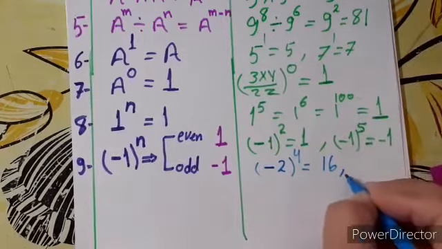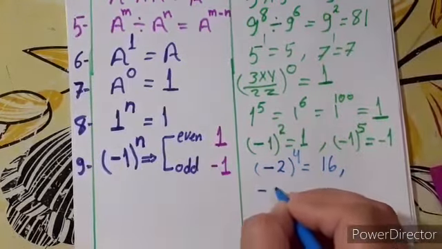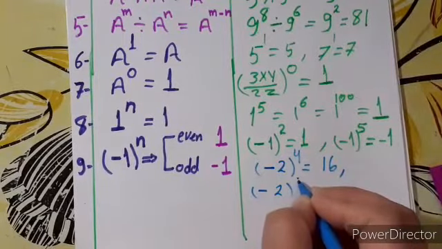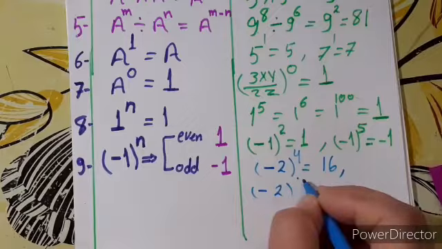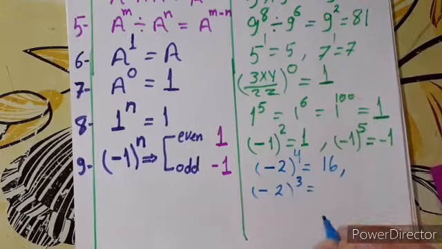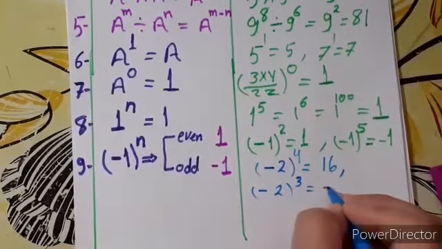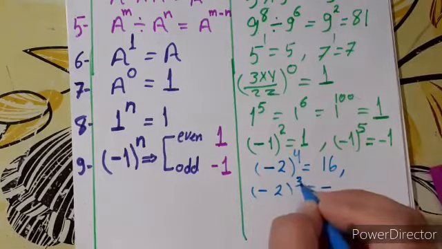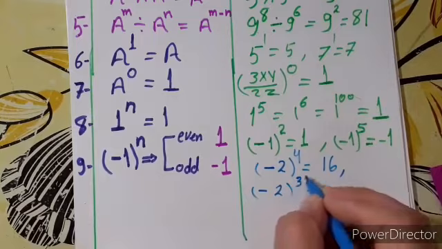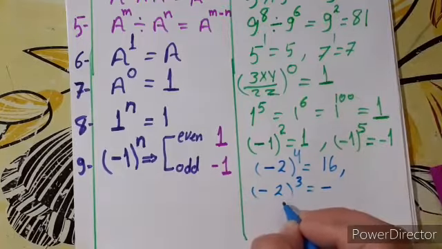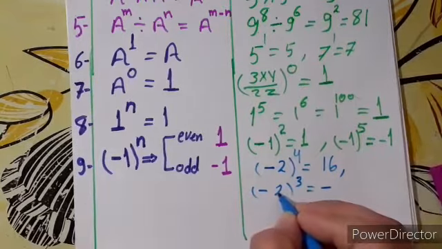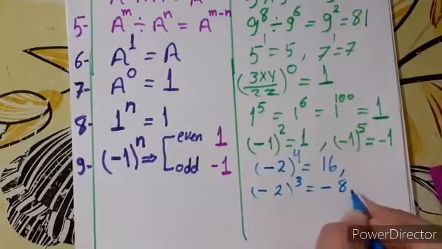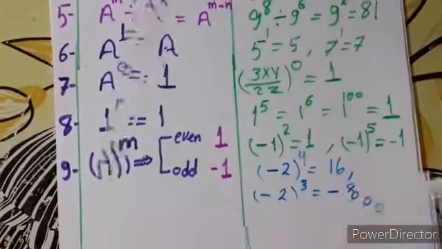Then we can write 16 positive. But if we write -2 power 9 or 5 or 3 or 1, any odd number, now we must write negative in the result, because we have odd power 3. Then we write 2 power 3 equals 8, then the result -8. Okay.